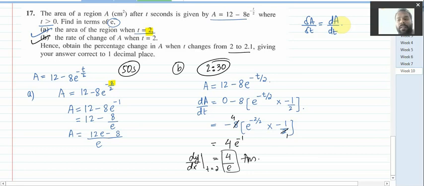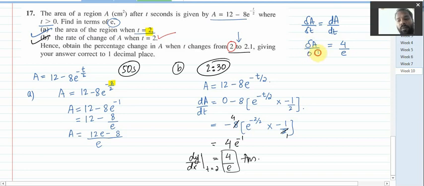We need to find out the small change, and the value of t changes from 2 to 2.1. It means that the initial value is 2, and we have already found the rate at t = 2. So dA/dt is 4 divided by e, as we found in the last part. The change is from 2 to 2.1, the change is 0.1, so delta A divided by 0.1.